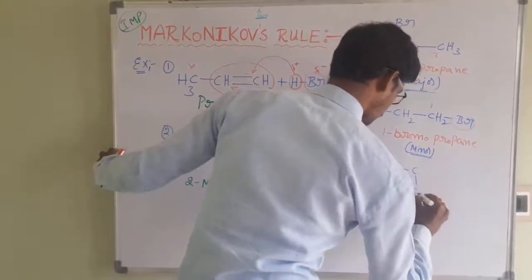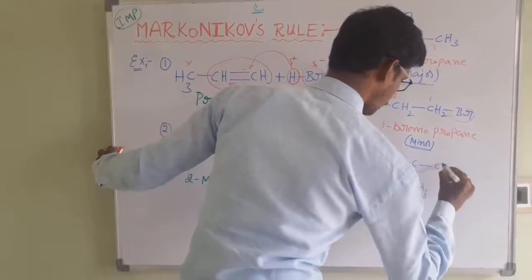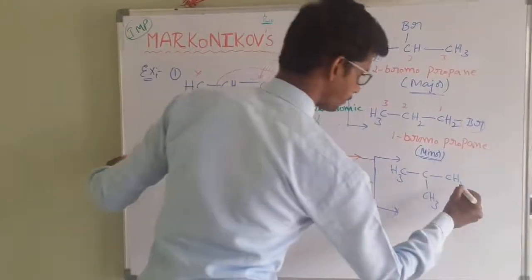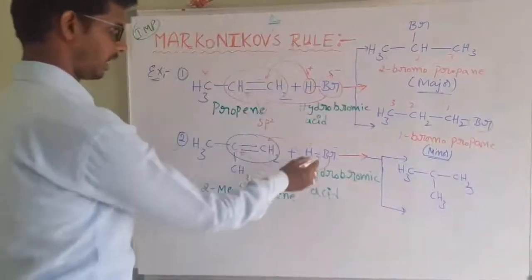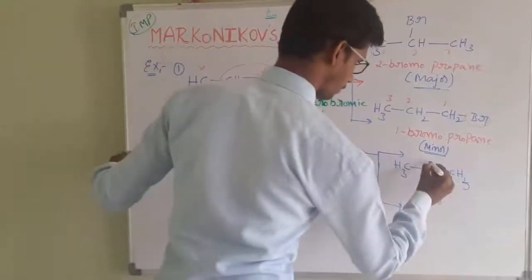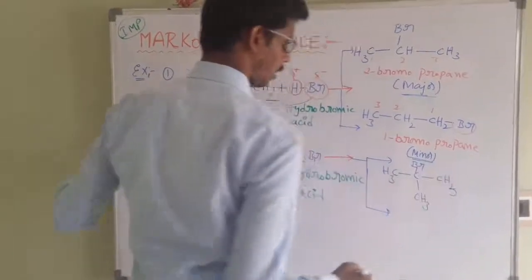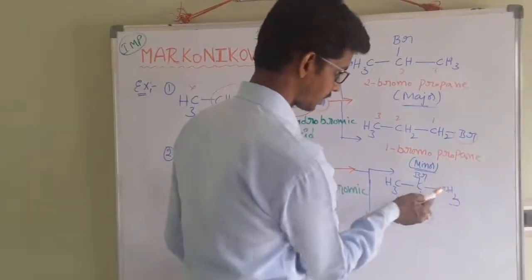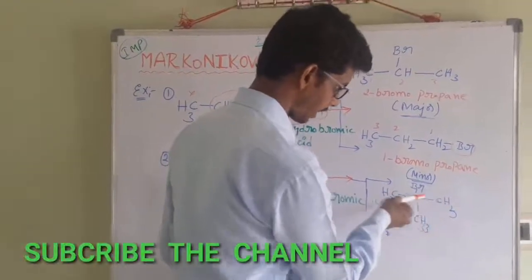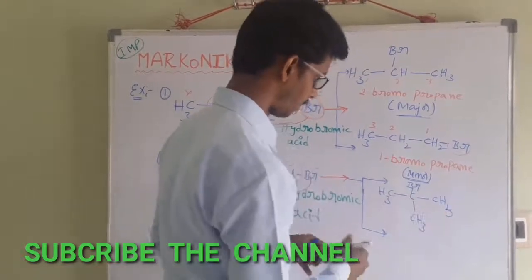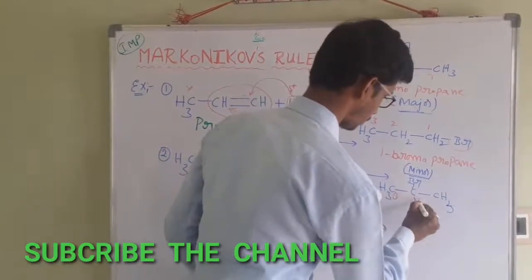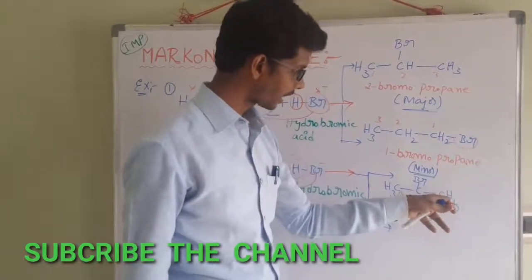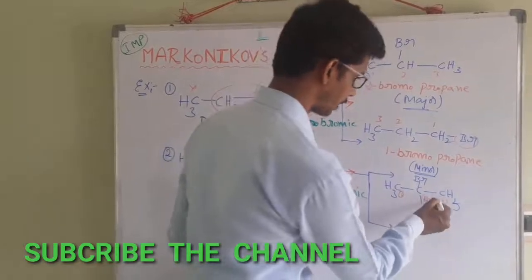CH3, CH3, CH2. Here CH2 becomes CH3. Here you should add bromine to this carbon. What is the product name here? You can start numbering from left to right or right to left, whichever way. Whatever it may be, that is correct. 1, 2, 3.